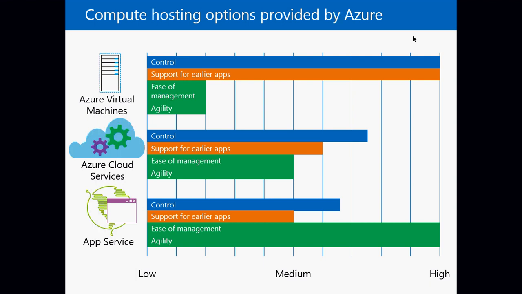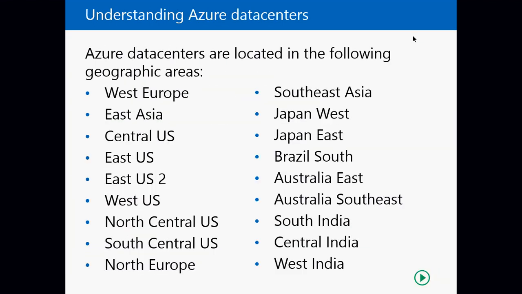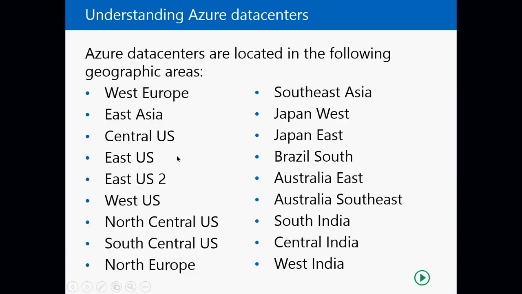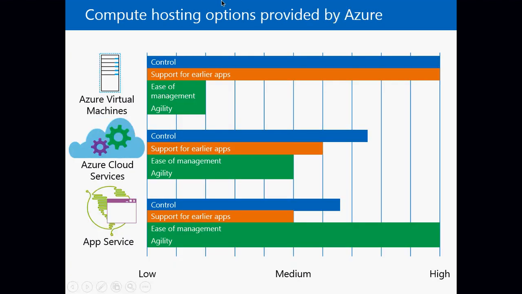So if you remember my previous diagram, where I talked about infrastructure as a service, full control; PaaS, some level of control and less work we have to do as an admin; software as a service, no control, and Microsoft will manage everything. So because of this, there are some examples.